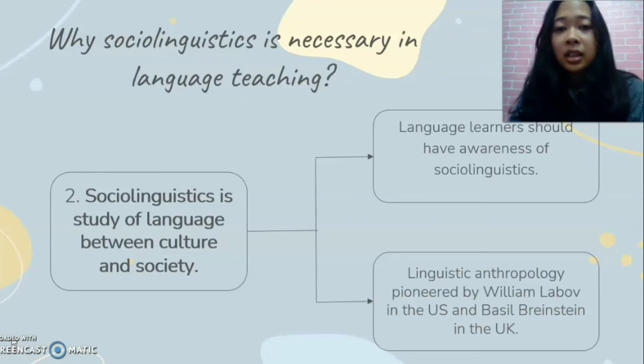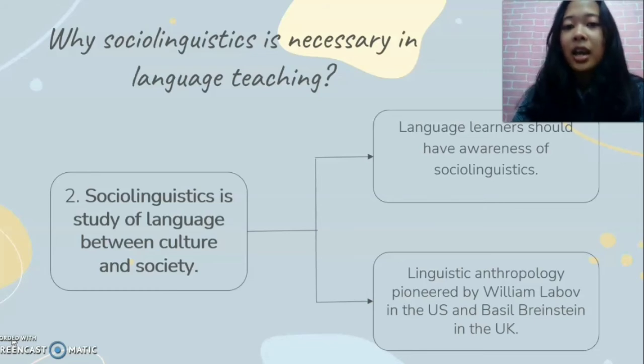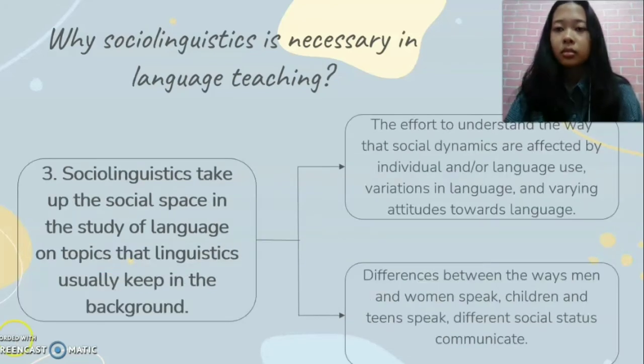The social phases of language were first studied under the guise of linguistic anthropology, pioneered by William Labov in the US and Basil Bernstein in the UK. Historically, the more exotic cultures and languages were of primary interest to sociolinguistics, while Western languages remained unexplored and ignored.